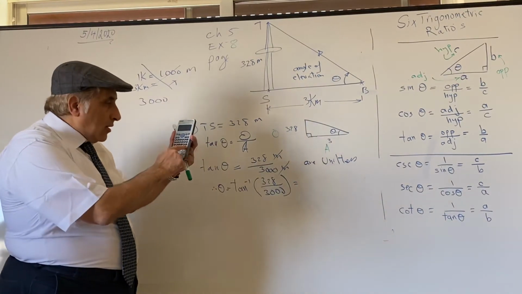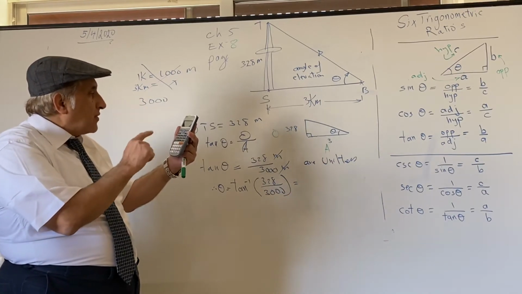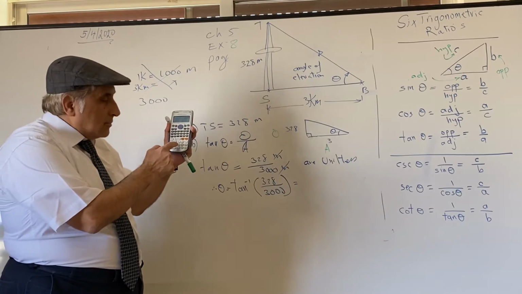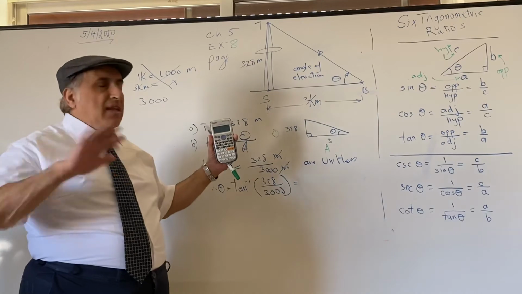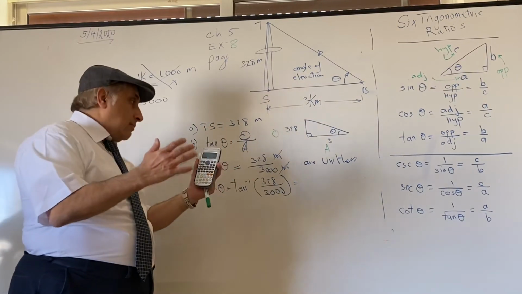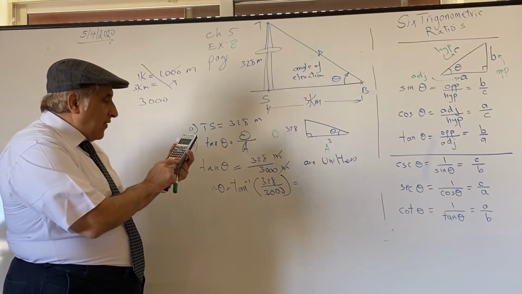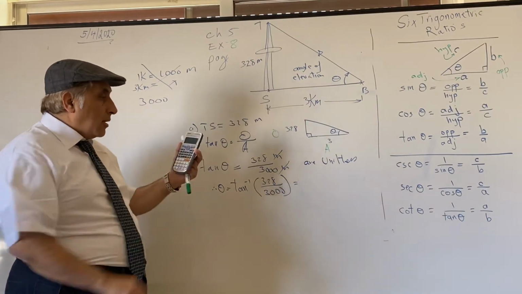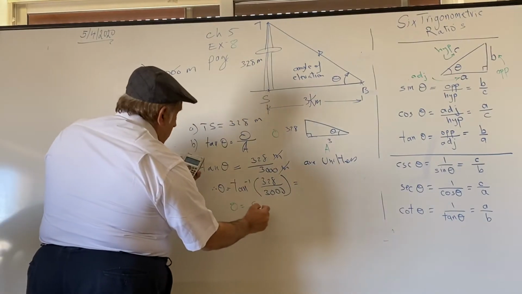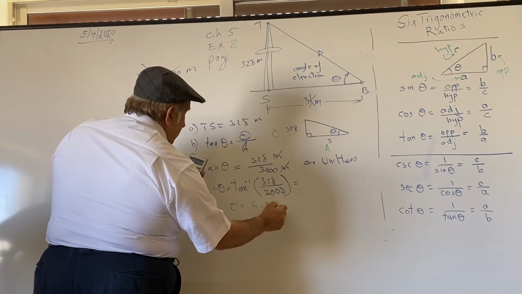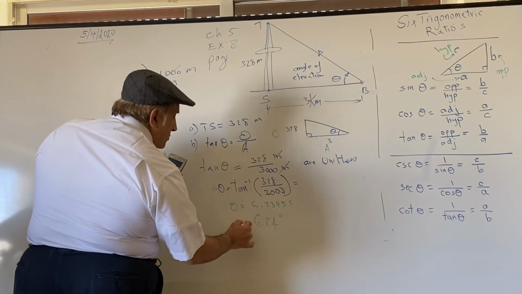So go again now. Delete everything. Shift mode, 1, 2, 3, 4, 5. Press 3. Okay, now my calculator is ready to give me anything in degrees. Let's do it then. Again, shift tangent, 328 divided by 3,000. Now I'm happy because theta is 6.23955. How about if we say 6.24 degrees?